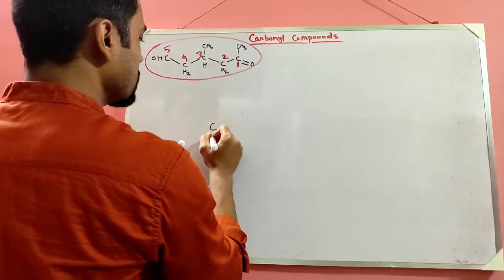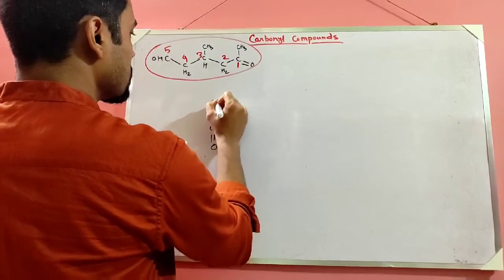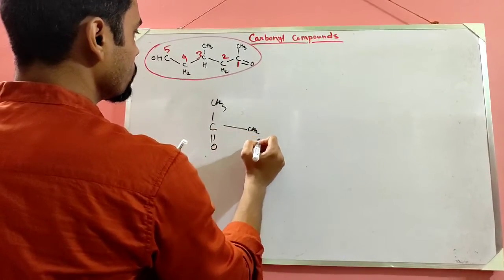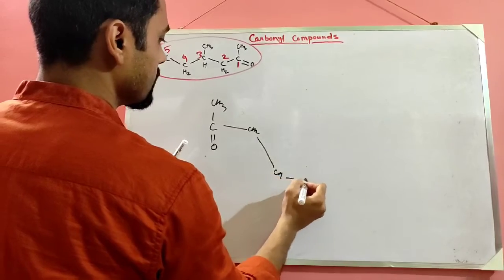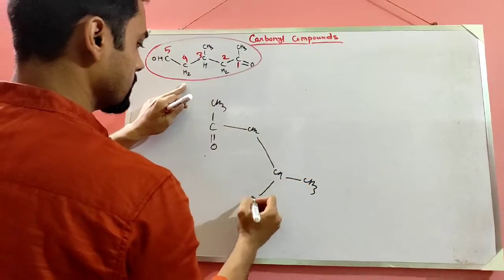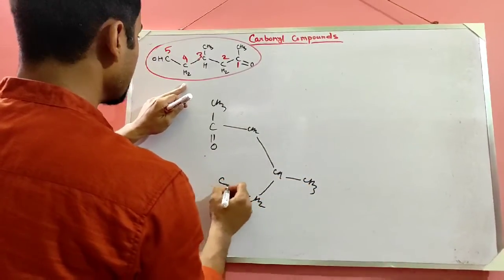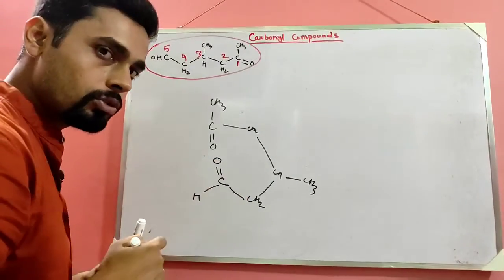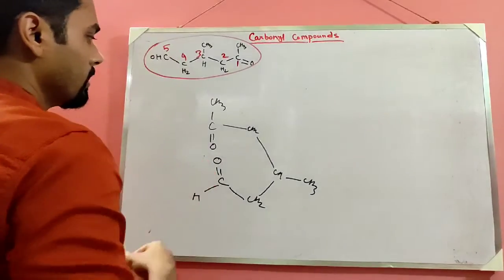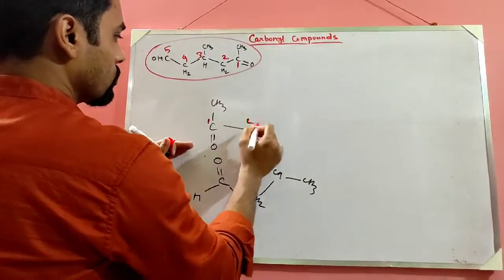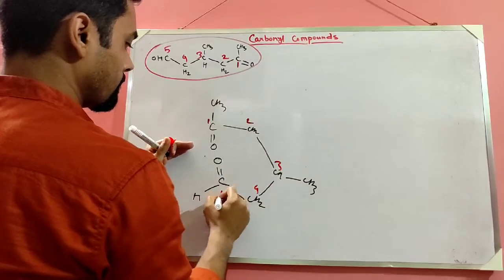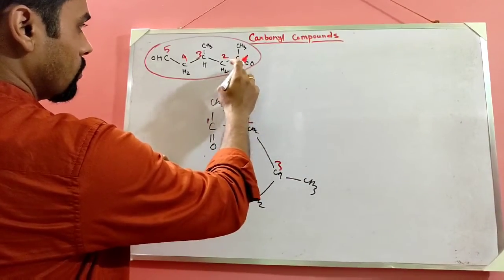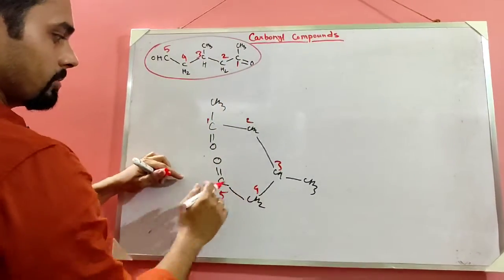Let's start: CO, CH3 here, then CH2, then CH3, then CH2, then CHO, CH double bond O. So we will apply the back process. If we number this 1 2 3 4 5 member ring, the aldehyde group is at number 5.